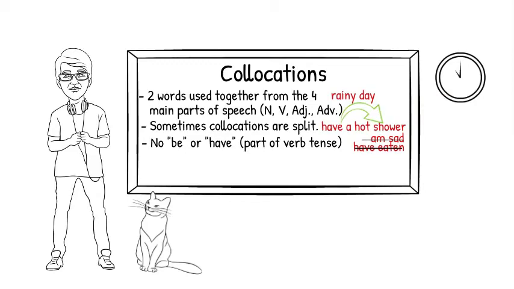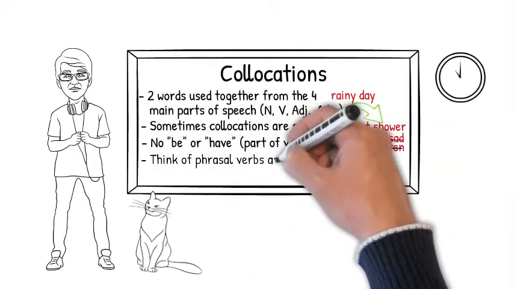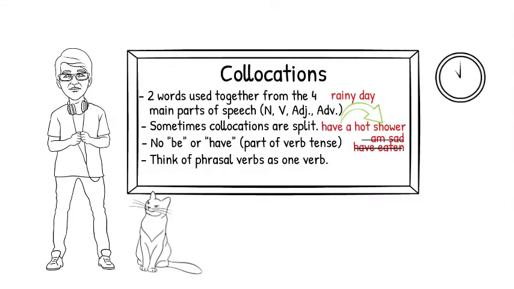Also, for phrasal verbs, don't think of them as collocations. Yes, they are two words together. Think about phrasal verbs as one verb. Like take off shoes is the same as remove shoes. Think of both of them as a verb plus noun collocation.